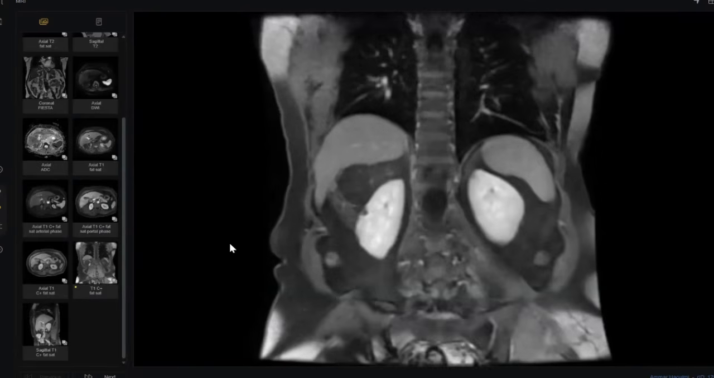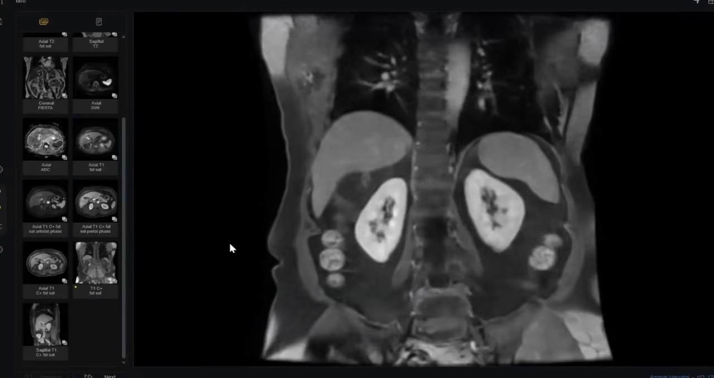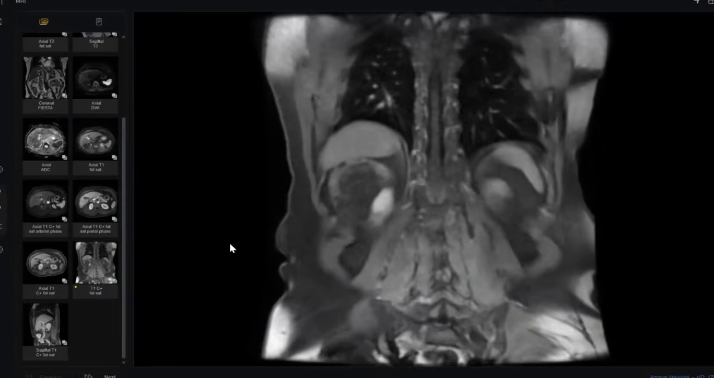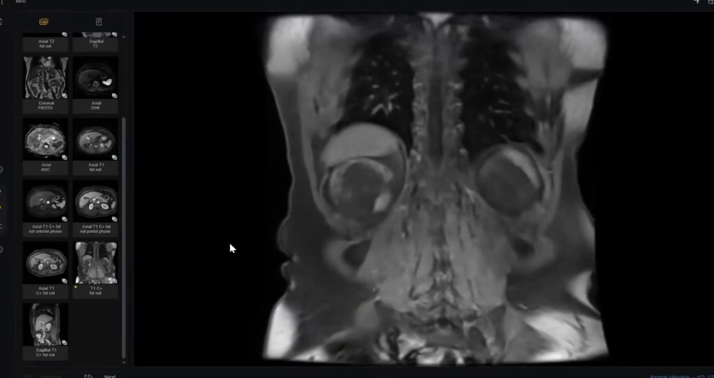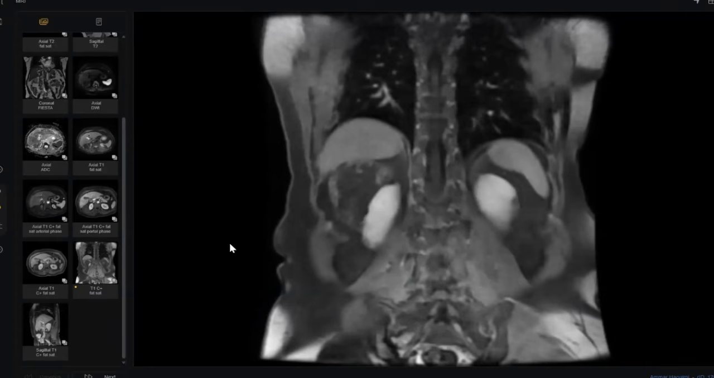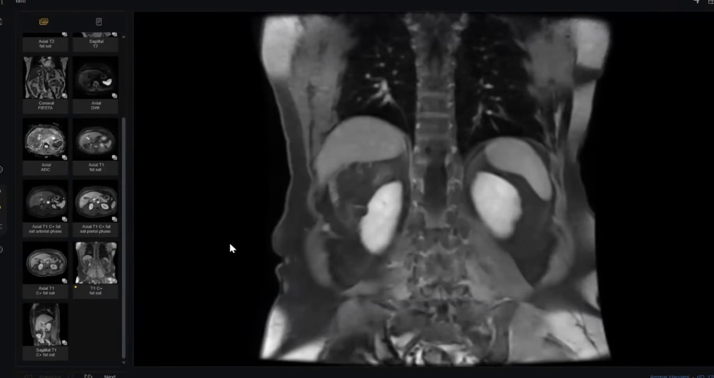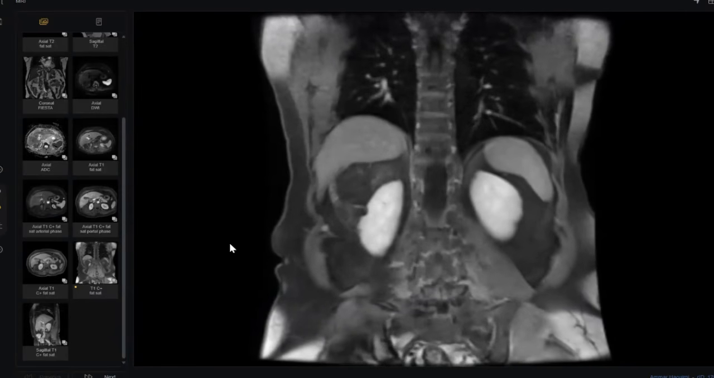I would like to go for the T1. Yes, sir. Look here, is most of the lesion in the kidney or outside the kidney? Sir, how can you differentiate it from a renal origin or outside the renal origin?